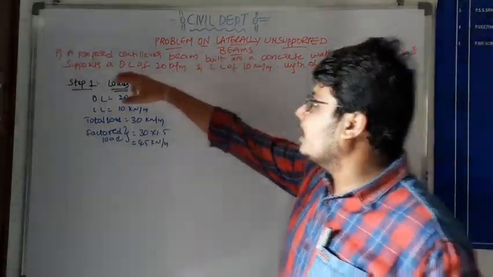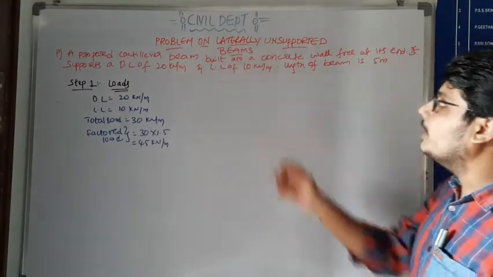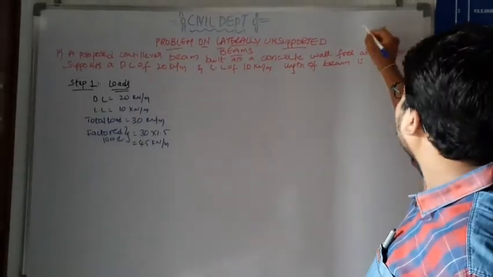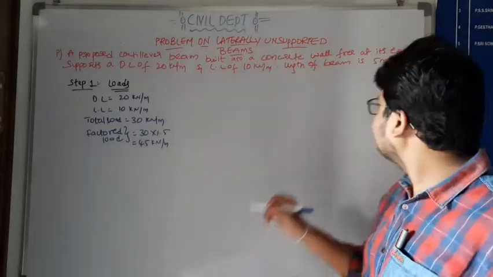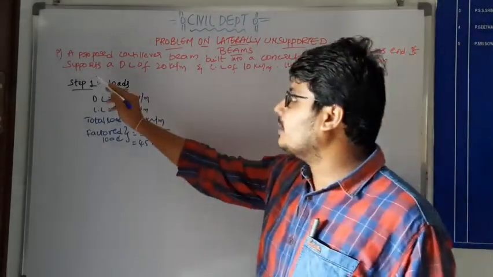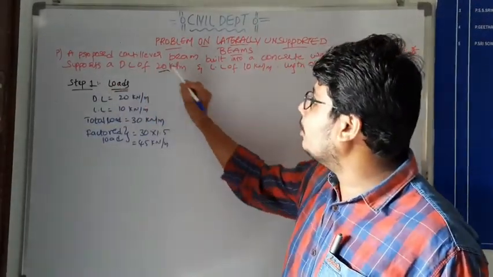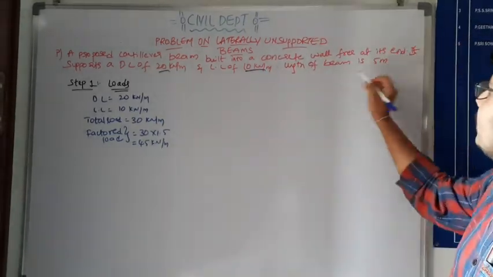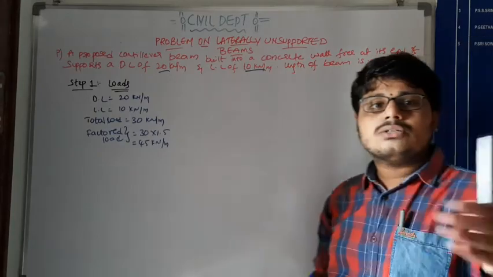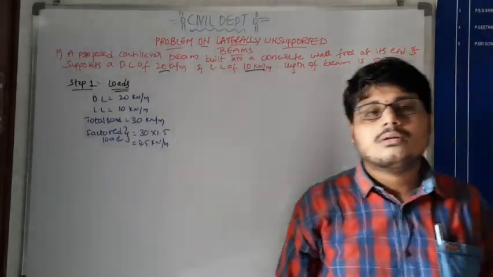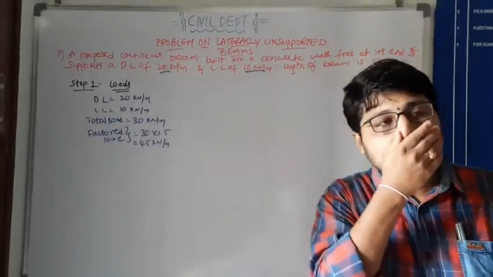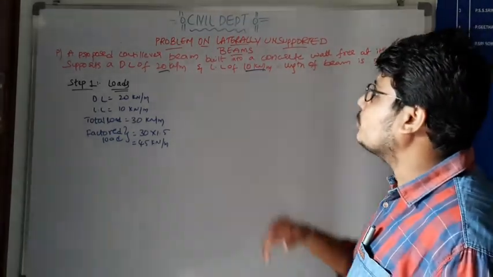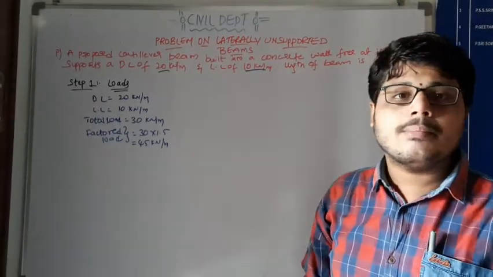So first, a proposed cantilever beam built into a concrete wall, free at one end. One end free means it is a cantilever beam. It supports a dead load of 20 kN per meter and a live load of 10 kN per meter. The length of the beam is 5 meters. Assume the necessary data. This is the problem we have to solve on laterally unsupported beams.